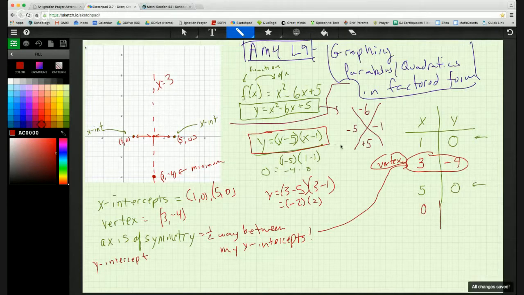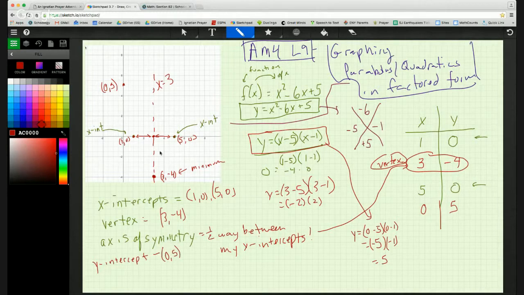Let's put a 0 into our equation, and we'll say y equals 0 minus 5 times 0 minus 1. That equals negative 5 times negative 1, or equals 5. So at 0, we have 5. And this is taking shape really nicely. So we go right up here, and we got 0, 5, also on our parabola.